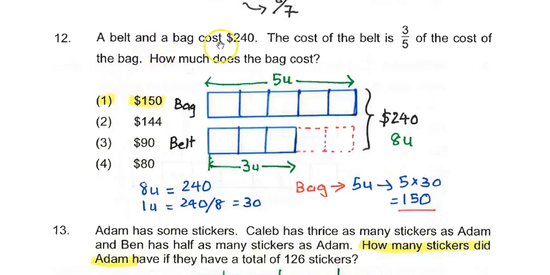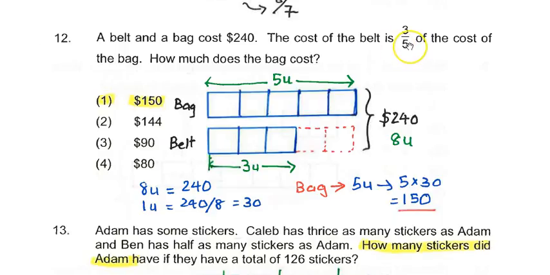A belt and a bag cost $240. The cost of the belt is 3/5 of the cost of the bag. How much does the bag cost? Now be very careful. Both of them together will cost $240. So over here, the top bag and the belt is $240. Now take a look. The cost of the belt is 3/5 of the cost of the bag.